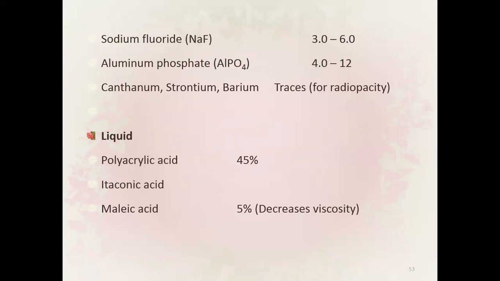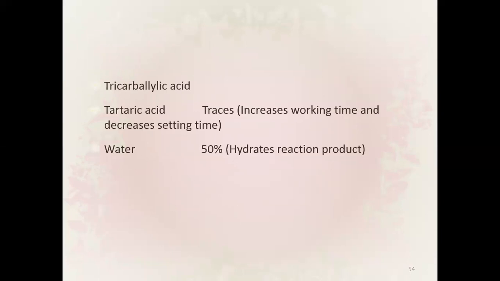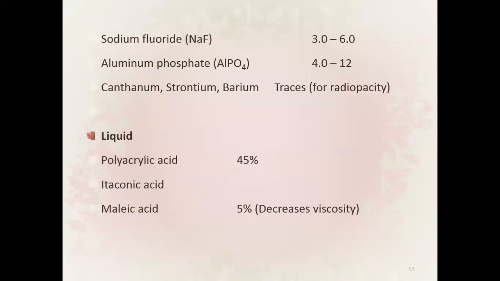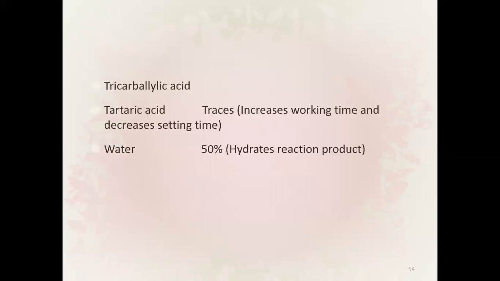In the liquid, we have polyacrylic acid 45%, then we have itaconic, maleic acid, tricarballylic acid, tartaric acid, these are 5%, and then we have water, that is 50%. Maleic acid decreases viscosity, and tartaric acid increases working time and decreases setting time. Water is present at 50%.